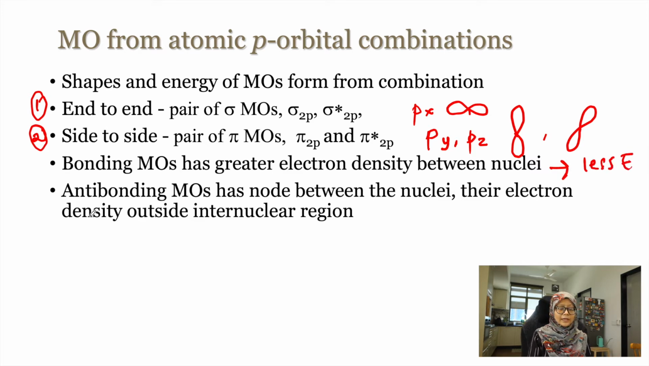While the anti-bonding MOs have a node between the nuclei, where we have zero probability of finding an electron, the electron density is outside the internuclear region, and they are going to have high energy. High energy, because the electrons do not shield the nuclei, or the nucleus. So it will increase the repulsion. That's why the anti-bonding always has higher energy.